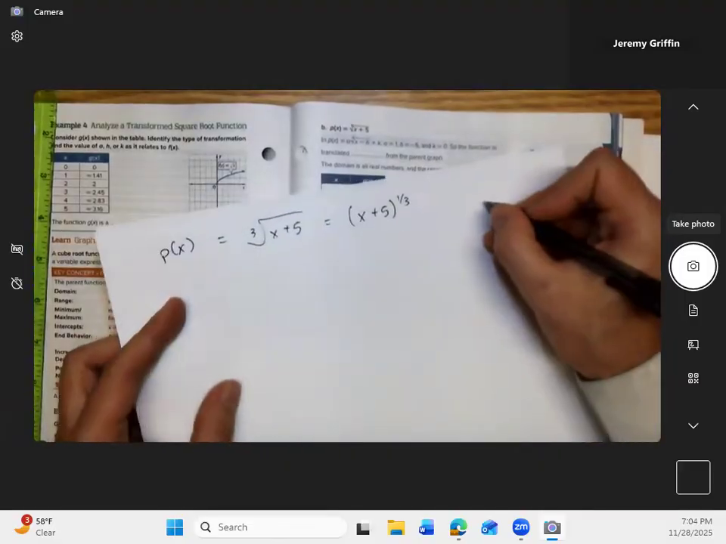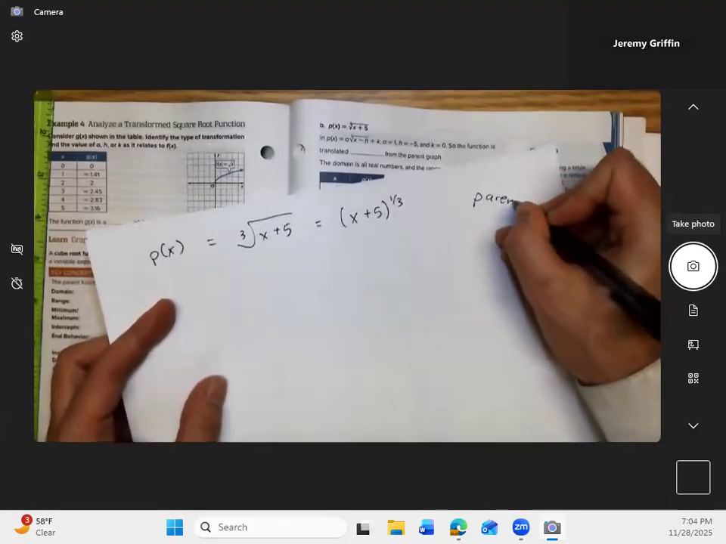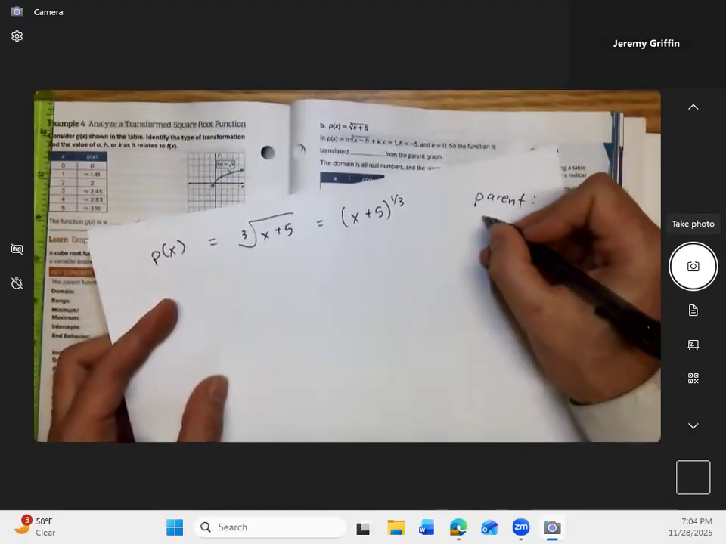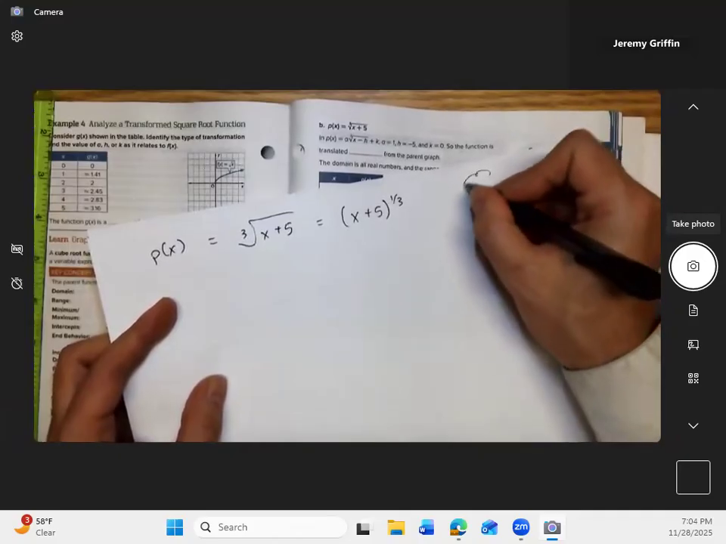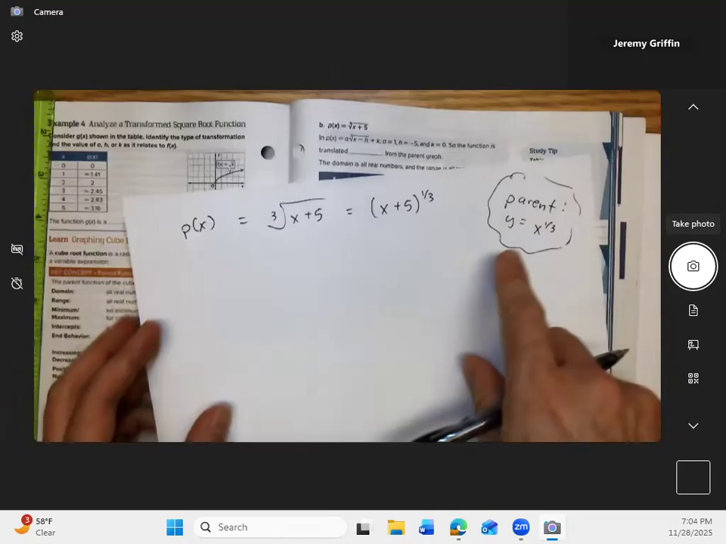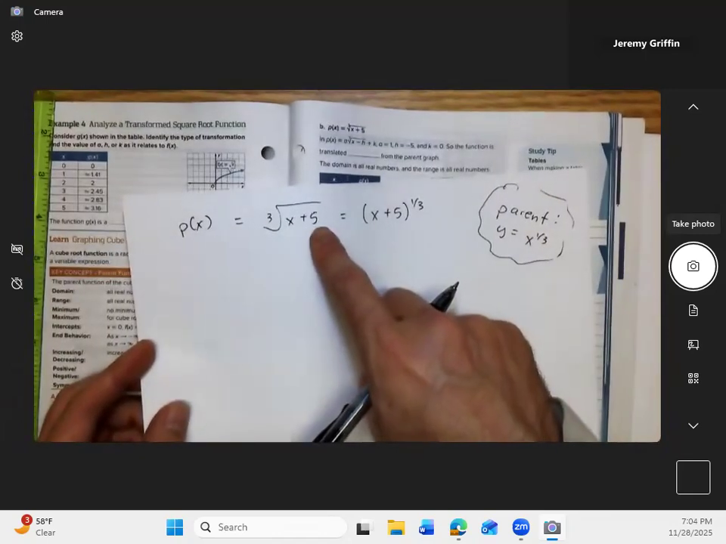Okay. So the parent function, I'll put this in the corner, parent function is y equals just the cube root of x, or x to the 1/3. Okay, so it puts in a little dot cloud. Because from that, it looks like we're just going to shift horizontally 5.